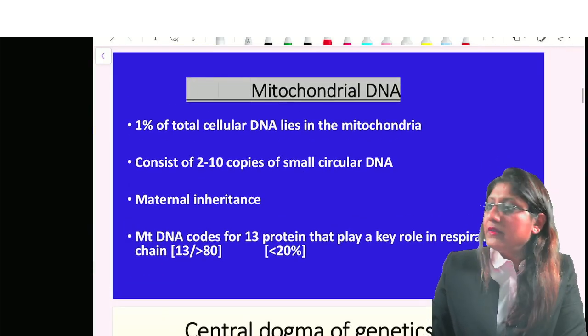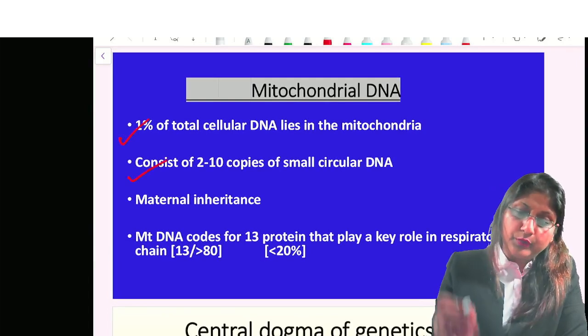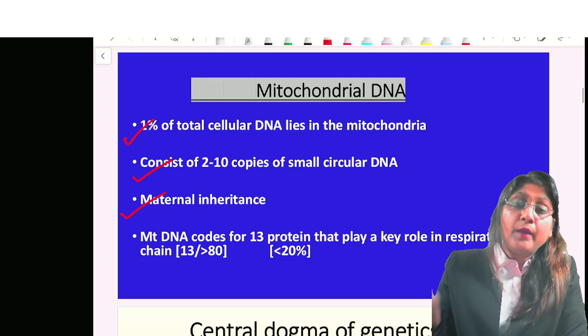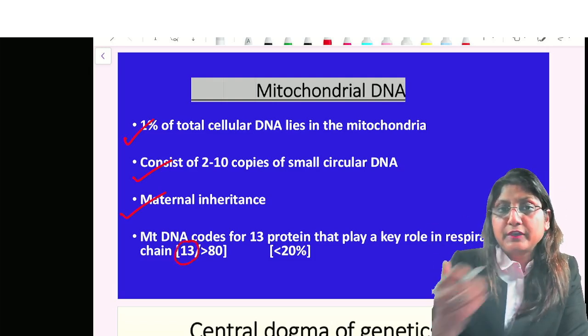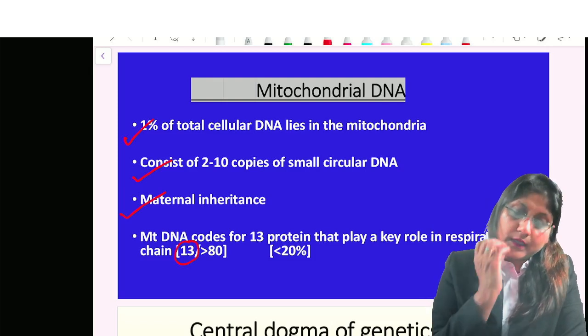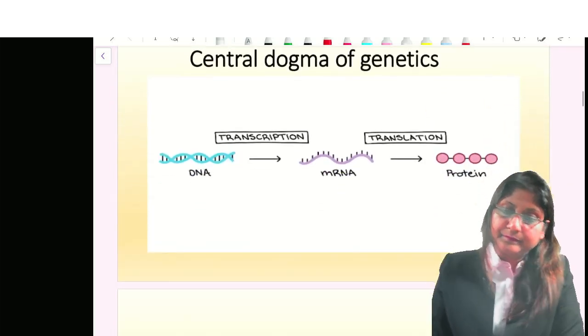And the same thing I have shown here: 1% of total cellular DNA is mitochondrial DNA, 2 to 10 copies of small circular DNA, maternal inheritance, and 13 proteins out of more than 80 proteins of the electron transport chain are synthesized from the mitochondria, which is approximately less than 20%.